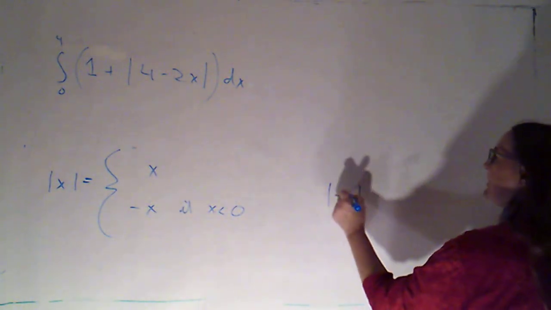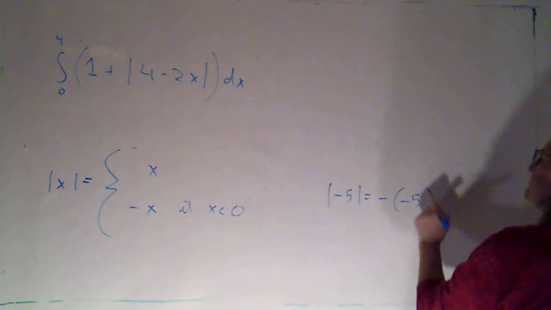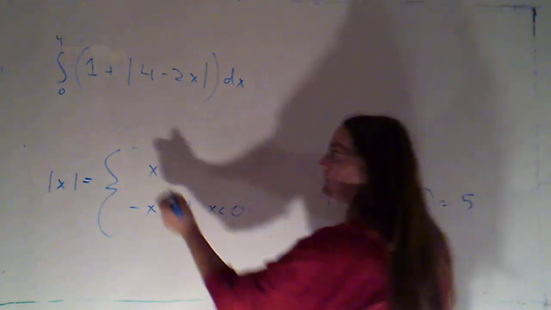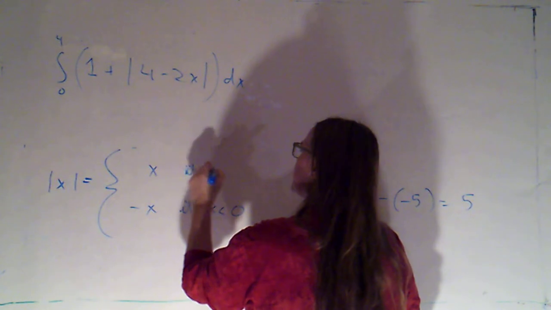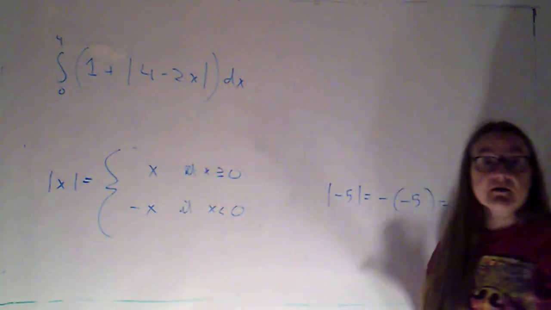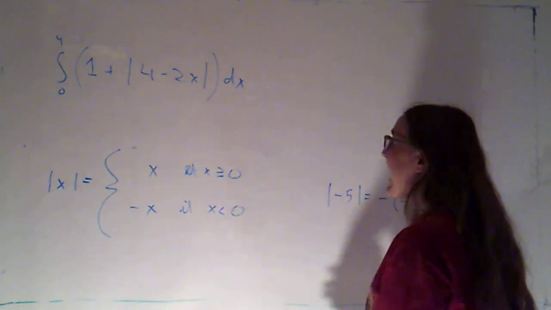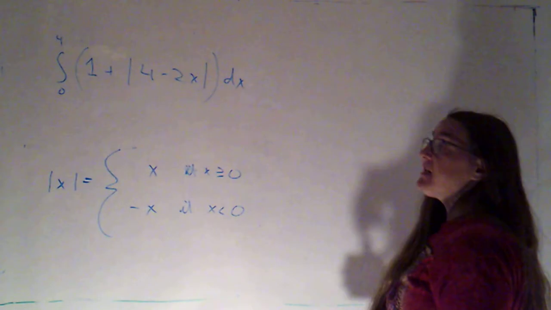So that, for example, if I take the absolute value of negative 5, I'm going to get the opposite of negative 5, which is positive 5. Okay. And of course, if x is bigger than or equal to 0, the absolute value doesn't change it at all. Okay. So anytime I have any absolute value, I can write my function piecewise.